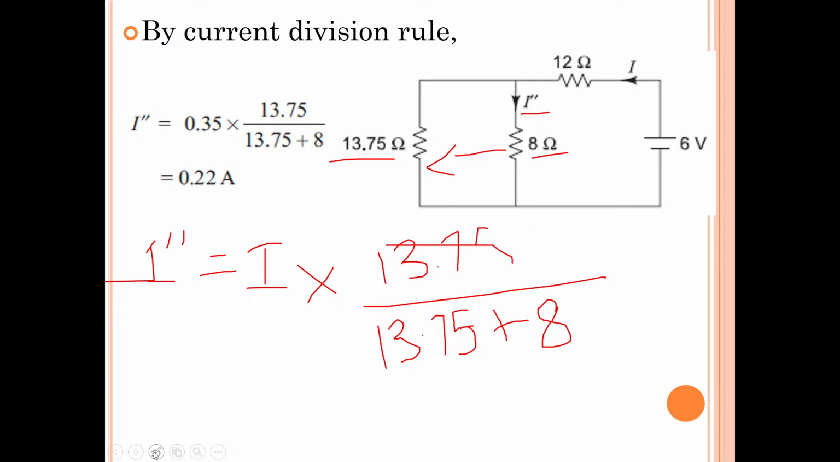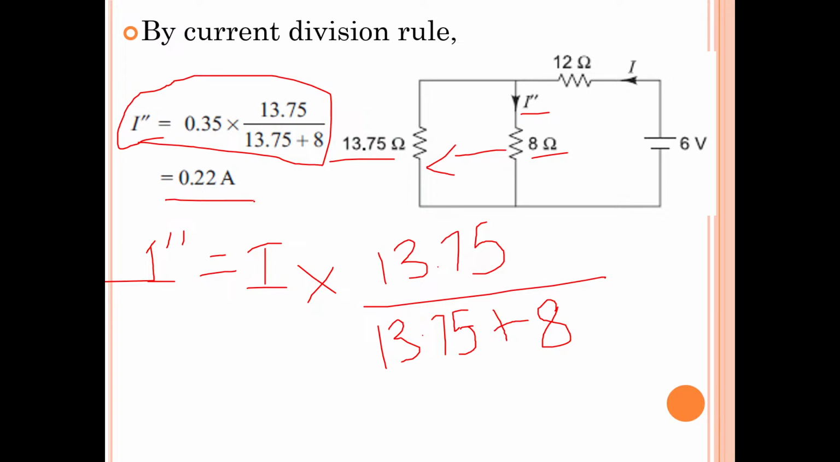I am unable to write this 5 properly. Anyhow, I will try my best. This is 5. So, 13.75 by 13.75 plus 8. What is the I value? The I value is 0.35. It is already there here, and this is the formula. You solve it, and you will get I double dash is equal to 0.22 amperes. Okay, 0.22 amperes is the I double dash value.